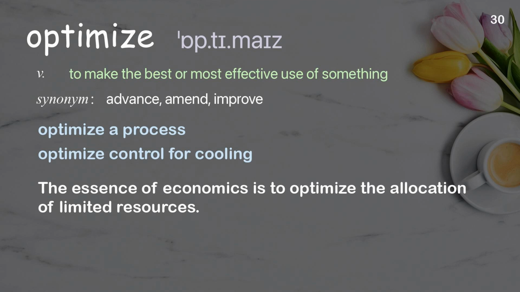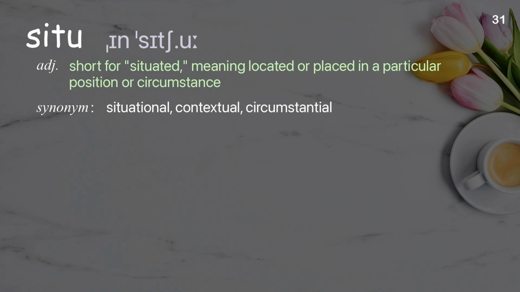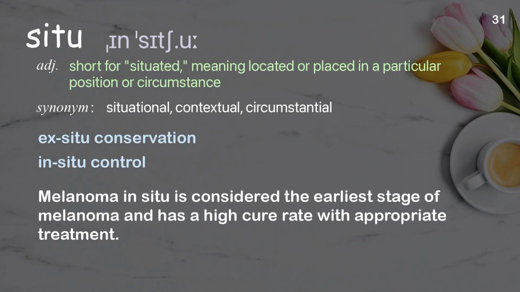Situ. Short for situated, meaning located or placed in a particular position or circumstance. Examples: Ex situ conservation, in situ control. Melanoma in situ is considered the earliest stage of melanoma and has a high cure rate with appropriate treatment.